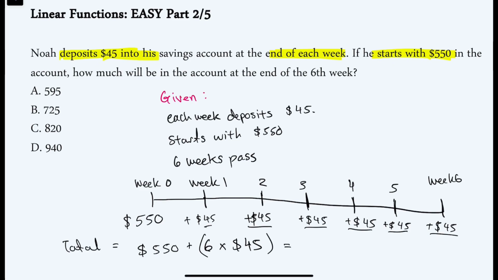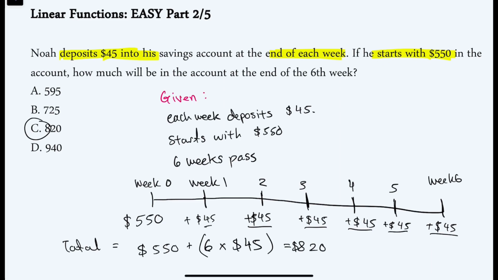So now you plug this into your calculator. 6 times 45, 270 plus 550, $820.